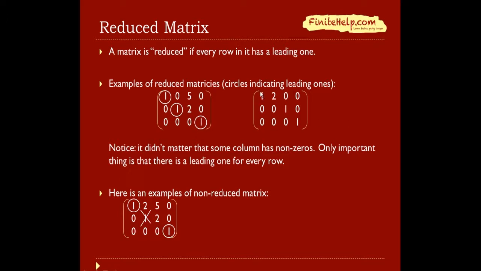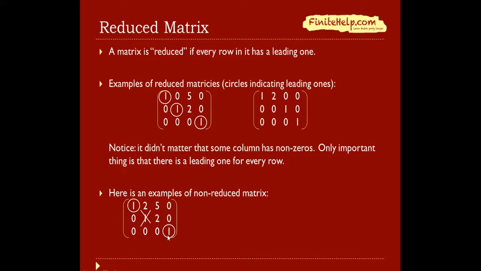Here's another example of a reduced matrix. And here you can see, so this is a leading one for the first row. Second row has a leading one. And the third row also has a leading one. Notice that it didn't matter that some columns have non-zeros, because the only thing that's important is that each row has a leading one.